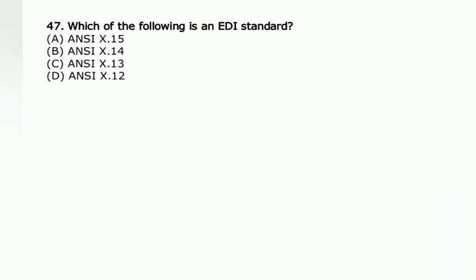Which of the following is an EDI standard? EDI means electronic data interchange. Option D is the correct one. ANSI X.12 is the standards organization chartered by ANSI in 1979. It develops and maintains the X.12 electronic data interchange and content-inspired component architecture standards along with XML schemas which drive business processes globally.